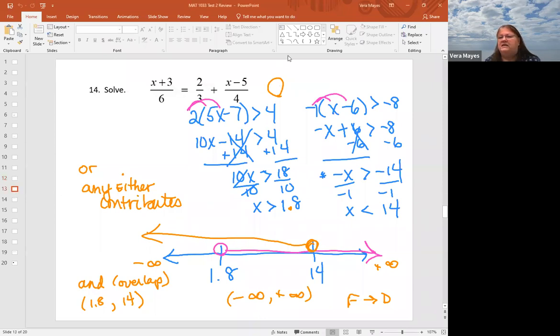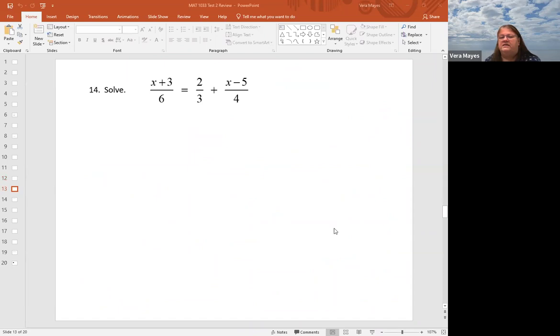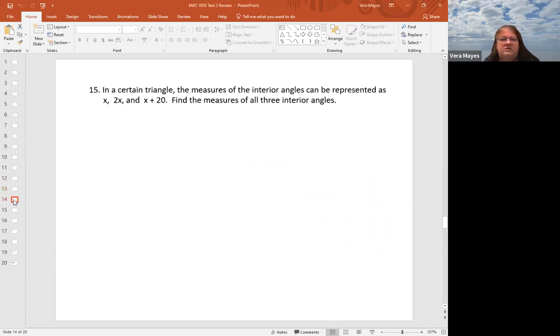Slide 13. Okay, this one is another fraction, so I want to come back to this. I do want to make sure we hit everything first. What's on 14? Okay, let's look at another application problem, another word problem.